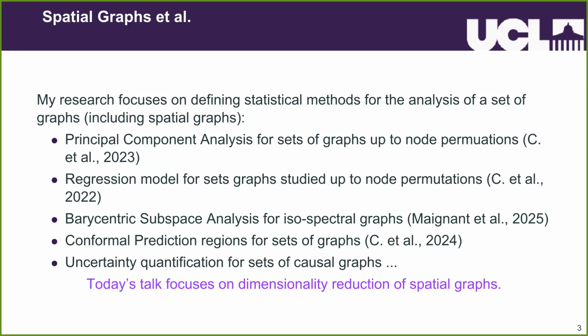So my research focused on how to define methods for a population of graphs. This has been my research for some years now. And I worked mostly on graphs which are abstract graphs up to node permutation. And I started working on spatial graphs quite recently. But for the other type of graphs, we developed many different statistical tools, like, for example, regression, principal component, uncertainty quantification, and so on and so forth. And recently, we started working on how to develop methods for a population of graphs that has also a spatial component. So today I want to focus on dimensionality reduction, which is one of the aspects you can look at when you have a set of spatial graphs.